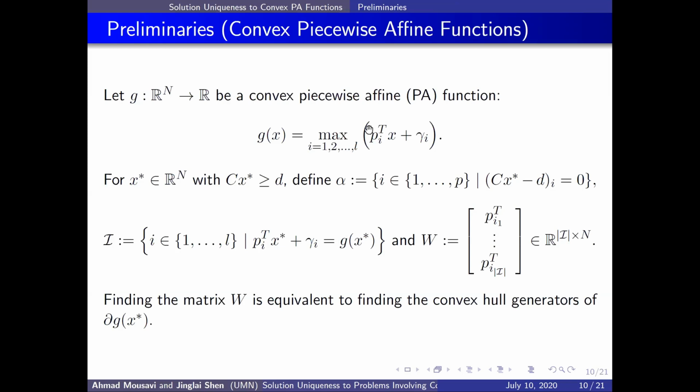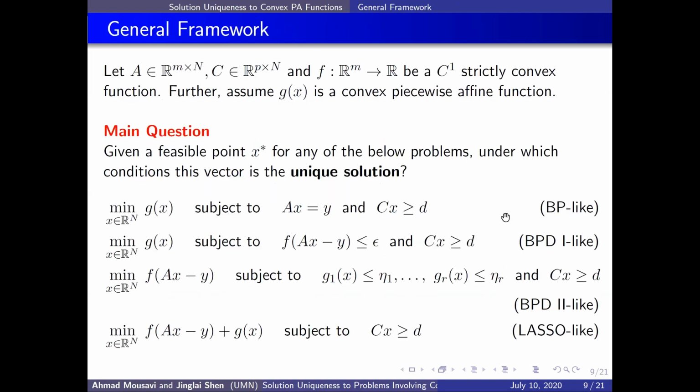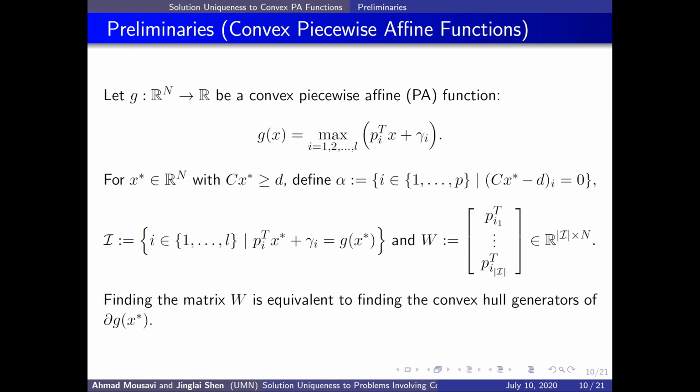Okay, so a convex piecewise affine function can be written in this way. There is a proof for this. You can write every convex PA function as this. And now imagine that I am given X star in Rn, and I want to know whether this X star, which is feasible for one of these, for example, we focus on this one, the basis pursuit-like problem, is the unique solution of this problem or not.